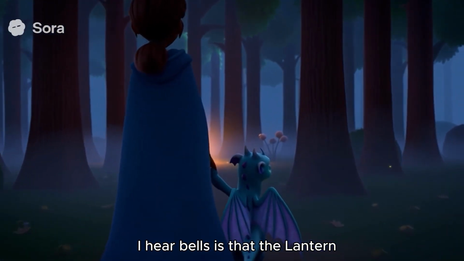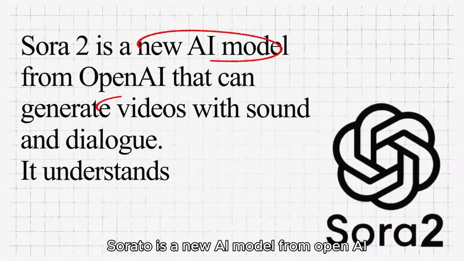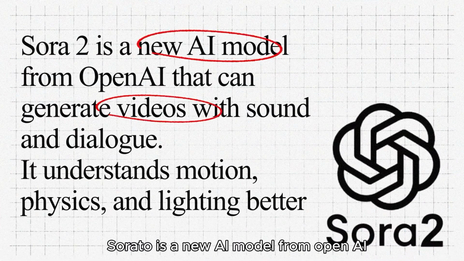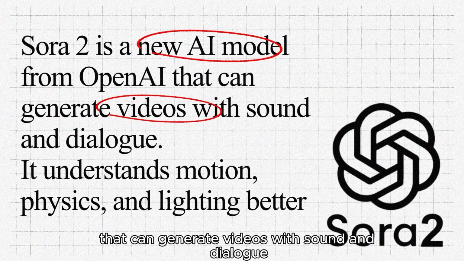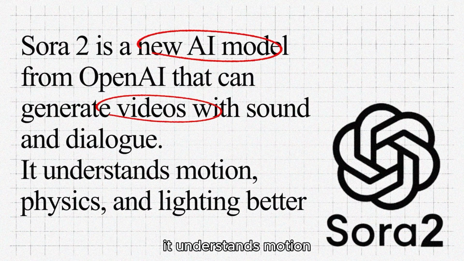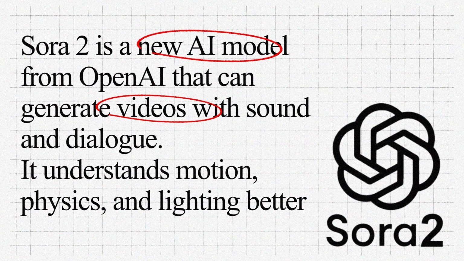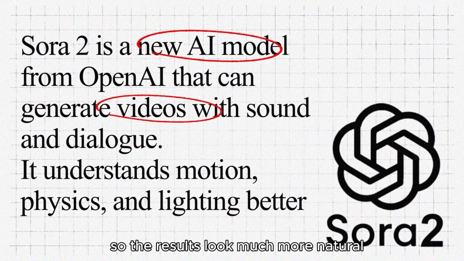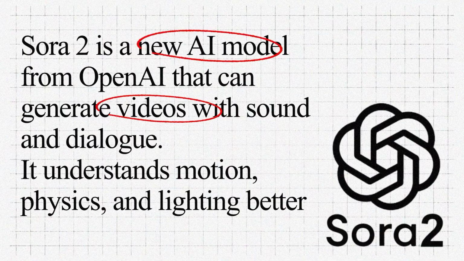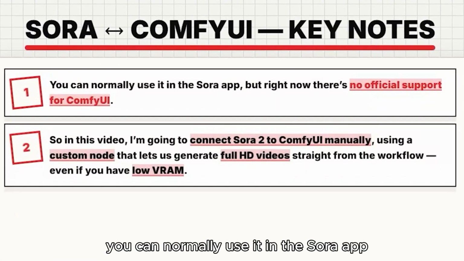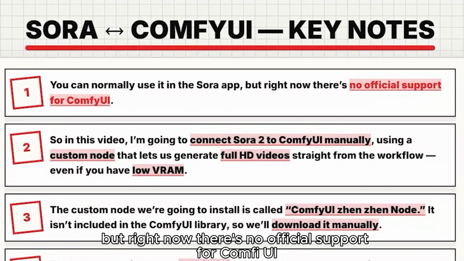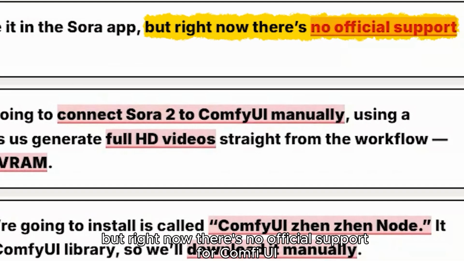Sora 2 is a new AI model from OpenAI that can generate videos with sound and dialogue. It understands motion, physics, and lighting better than the older version, so the results look much more natural. You can normally use it in the Sora app, but right now there's no official support for ComfyUI.